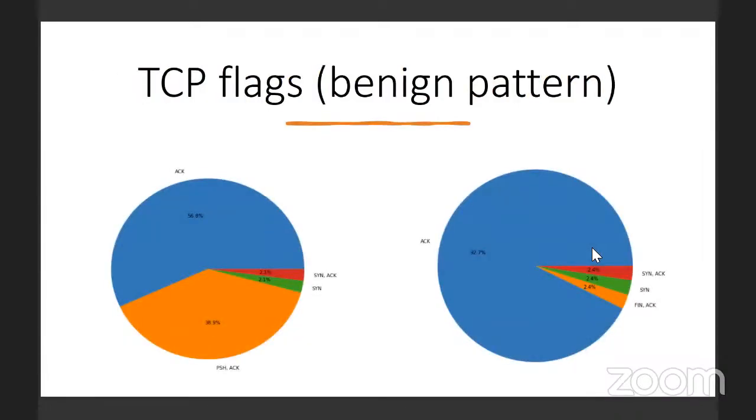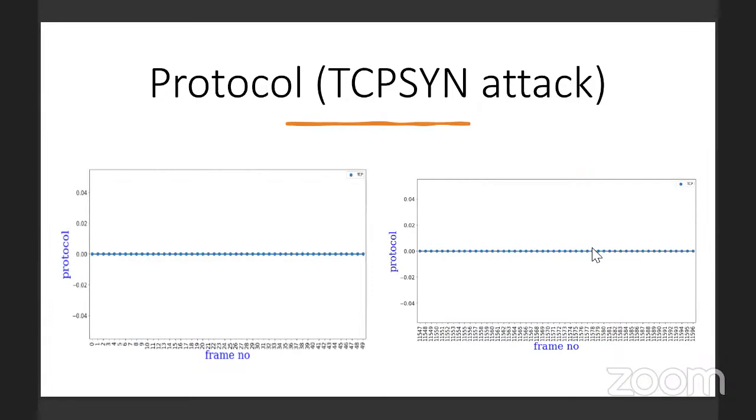TCP flags too, in the space of 1 minute, were found to come in a combination. You have the SYN flag, SYN ACK, each with an allocated proportion. It's very visible, we can see, because each color denotes a different TCP flag. So it shows how they vary in the space of a short time. But when we come to the attack traffic, this is the protocol pattern for both public and private data. We can see the protocol is stuck at one protocol.